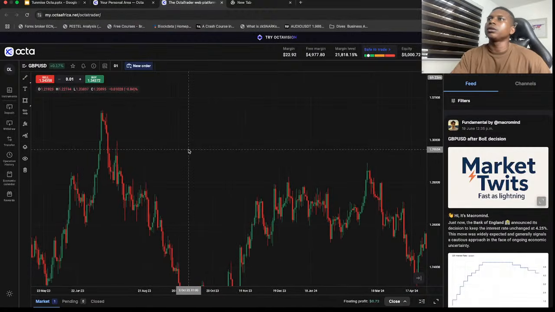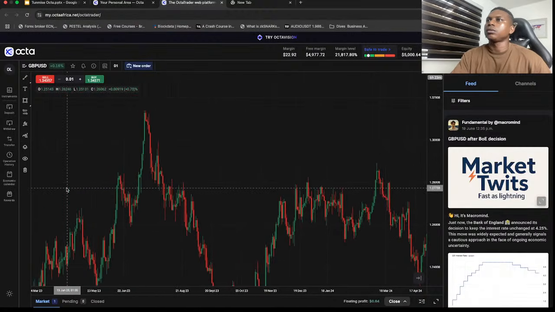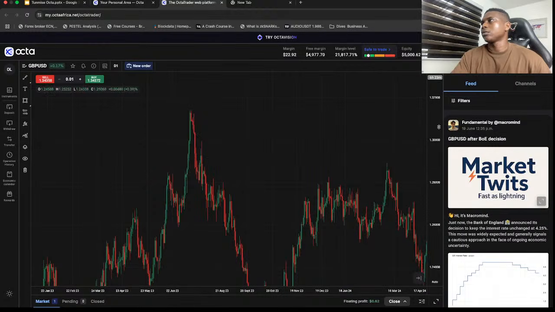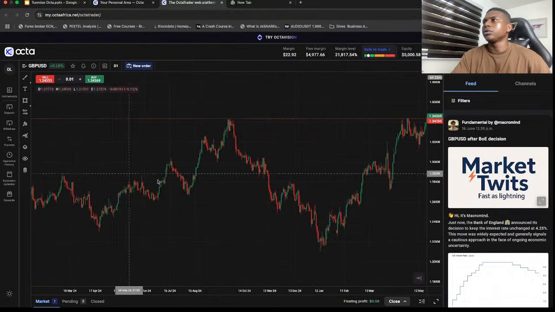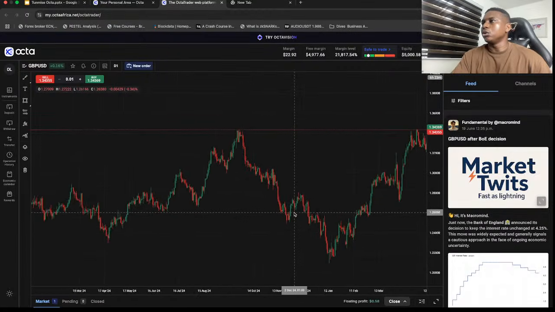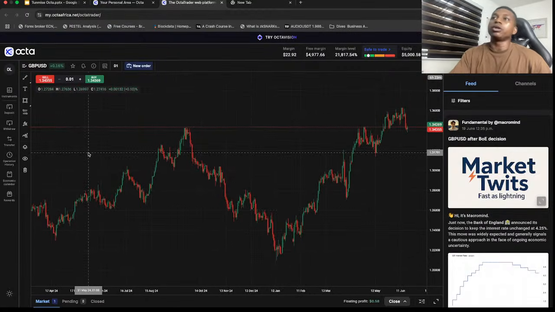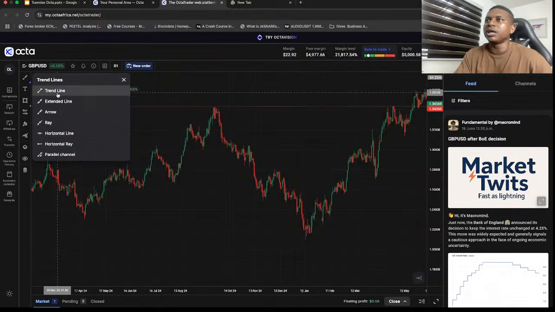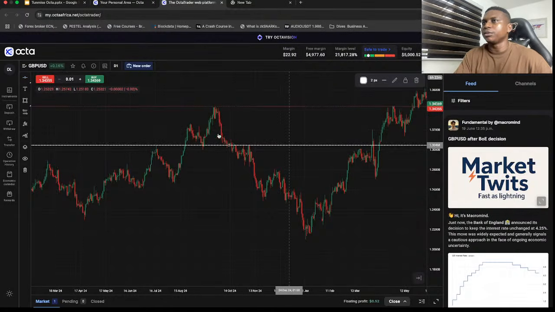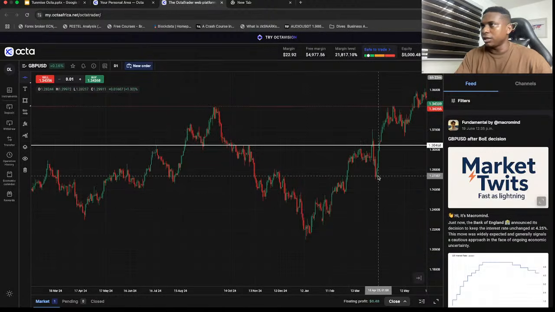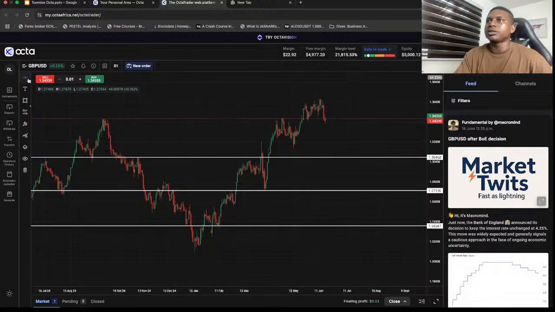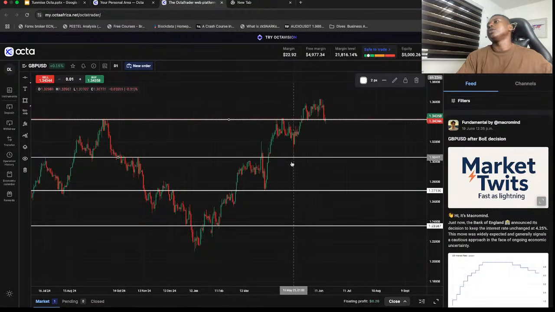Let me zoom in. Awesome. So here is our outlook on, I'm sorry, GBPUSD. So let's map our levels of support and resistance. Here, there's a level of support and resistance. There is another level of support and resistance here. Here is another level. Yes, here is another clear level of support and resistance.